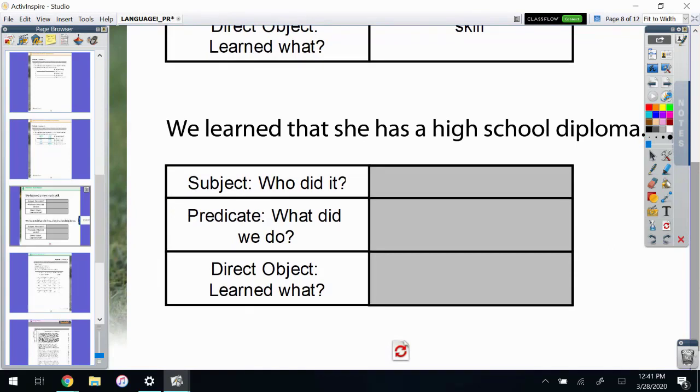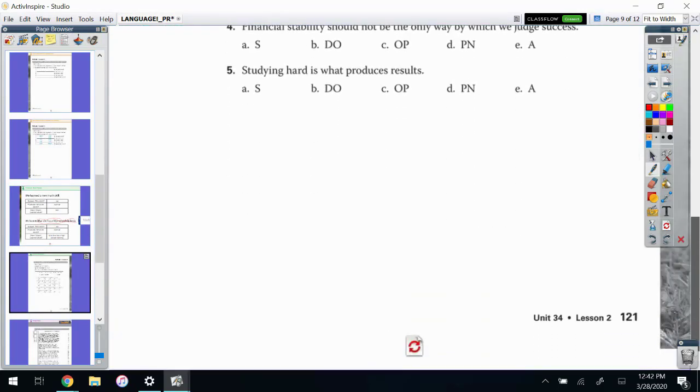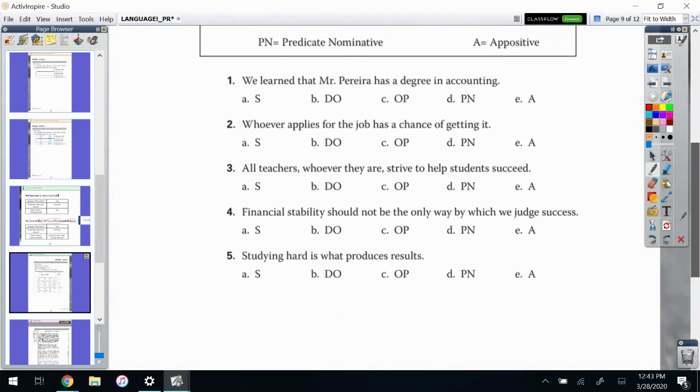We learned that she has a high school diploma. Who did it? We. What did we do? We learned. And what did we learn? We learned that she has a high school diploma. So this whole thing here, starting with that, is a noun clause. It's a clause that functions as a noun. It's a direct object. We learned all of this, that she has a high school diploma.